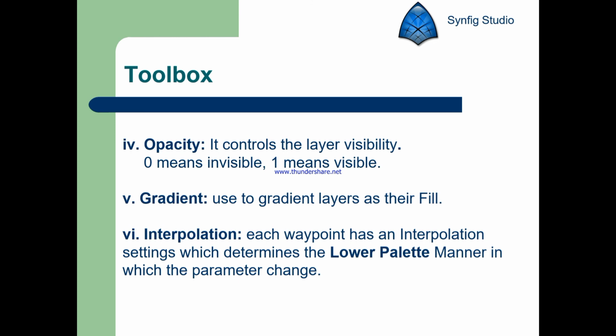Then we have a gradient. What do we mean by gradient? Gradient is one type of layer which is used to mix two or more colors, used for the foreground color as well as the background color. It means we are mixing two or more colors in a single area, that we call a gradient.